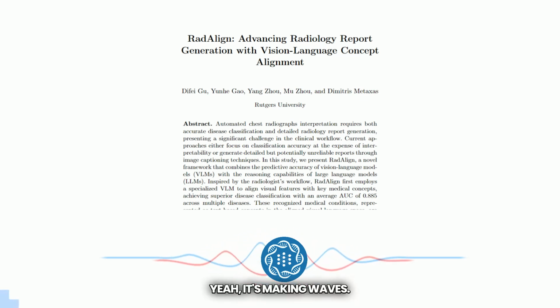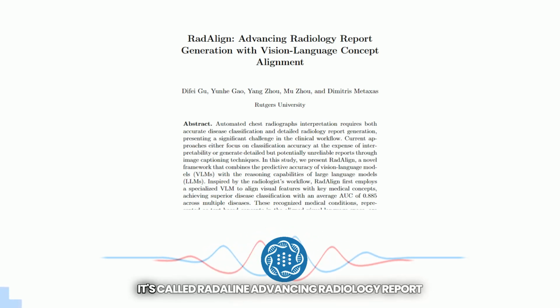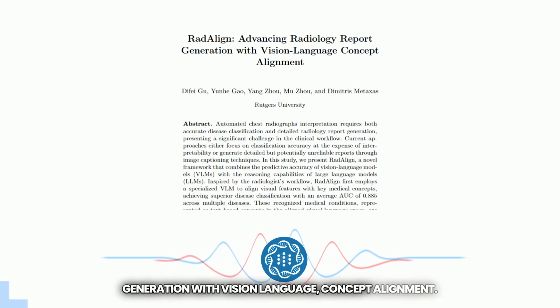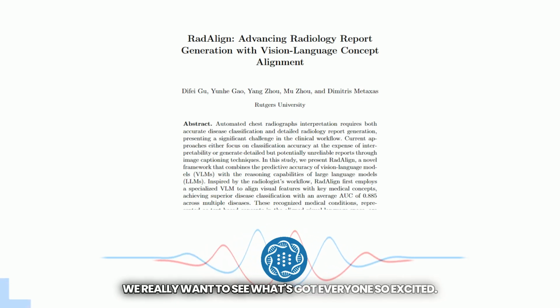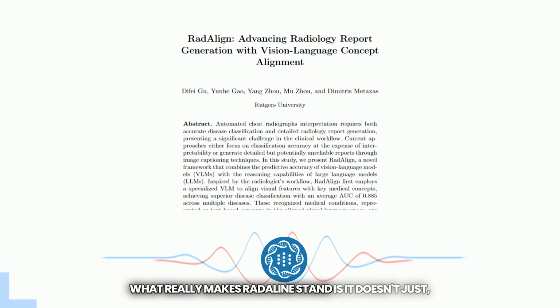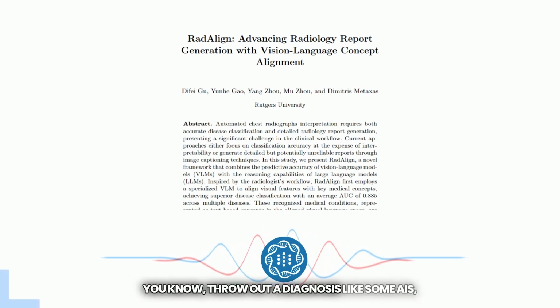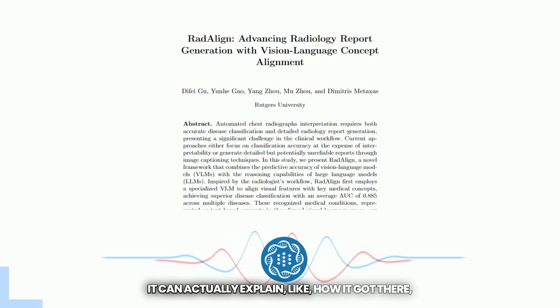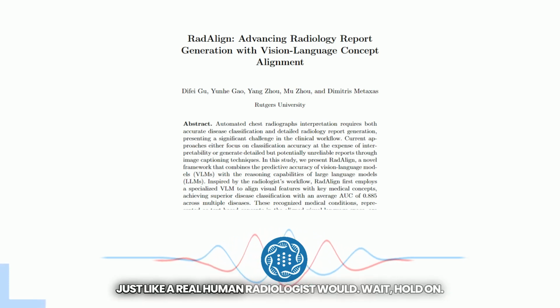Yeah, it's making waves. So we're going deep right into the research paper. It's called RadAlign, Advancing Radiology Report Generation with Vision Language Concept Alignment. We really want to see what's got everyone so excited. I think it's more than just excitement, actually. What really makes RadAlign stand out is it doesn't just throw out a diagnosis like some AIs. It can actually explain how it got there, just like a real human radiologist would.